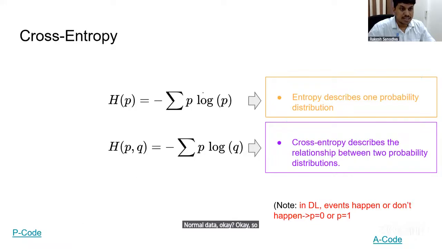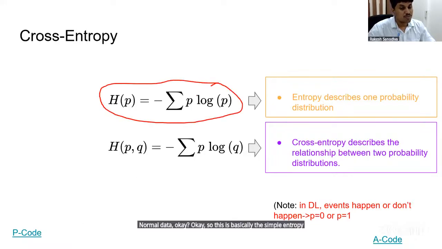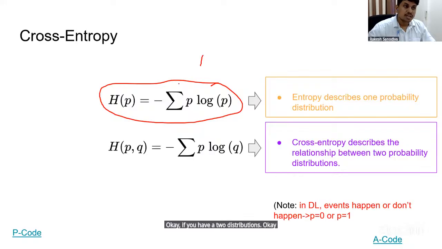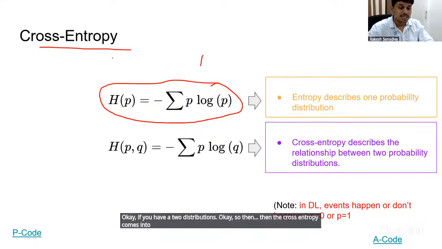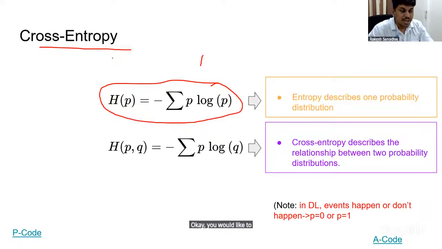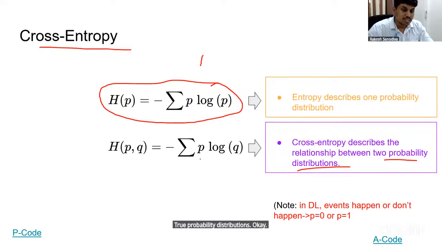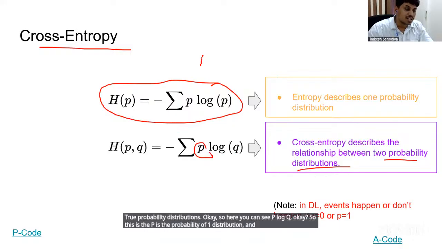So this is basically simple entropy for one distribution. If you have two distributions, then cross entropy comes into the picture. It means you would like to see how two distributions are different, how the quantities of two different data sets differ. With the help of cross entropy, you can compute it. Cross entropy describes the relationship between two probability distributions. Here you can see P log Q, where P is the probability of one distribution and Q is the probability of the other. Now let's see the code.